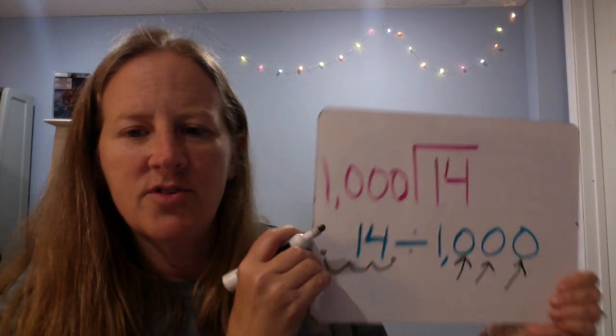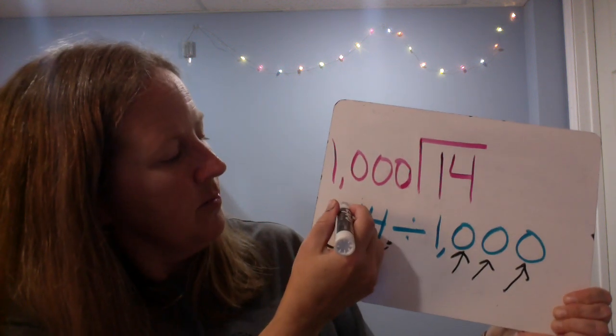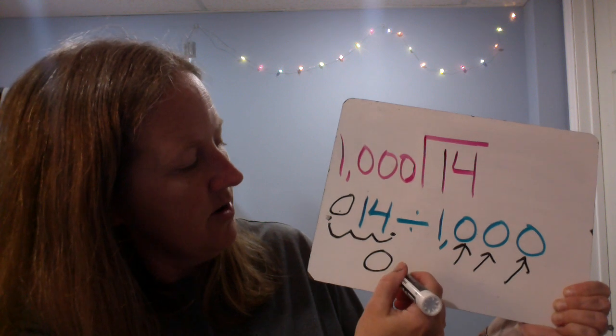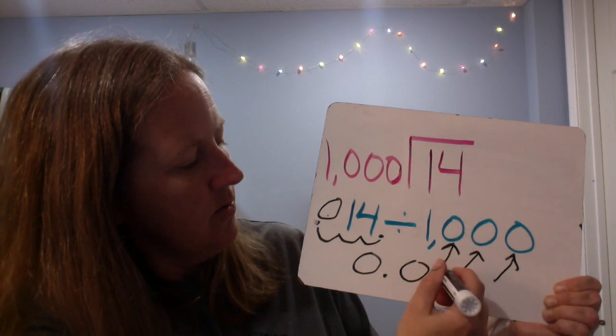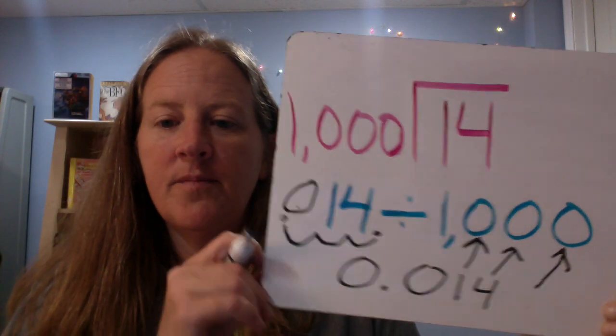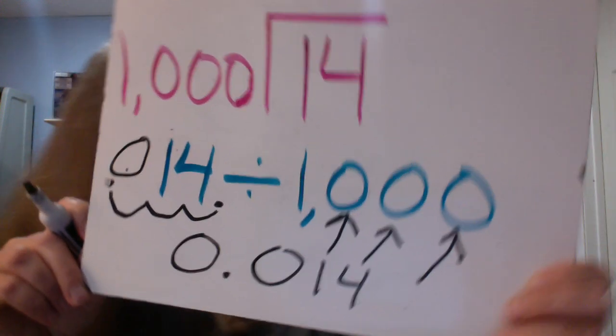I don't know why I can't hold this straight, but I cannot. In that loop, we put a 0. To rewrite our number, we put 0.014. How do we say that number? 0 and 14 thousandths.